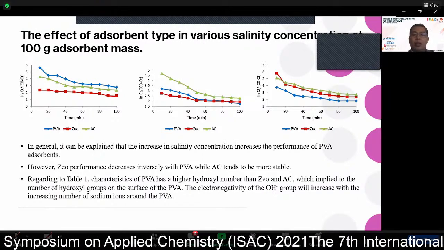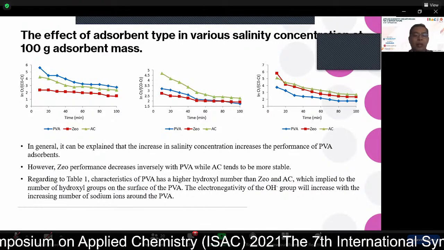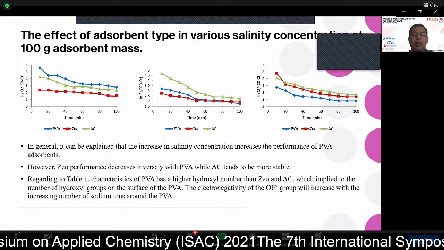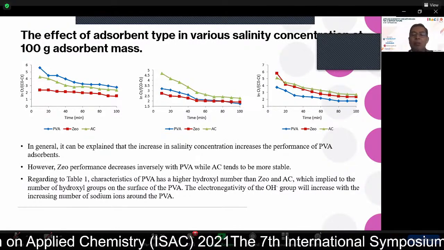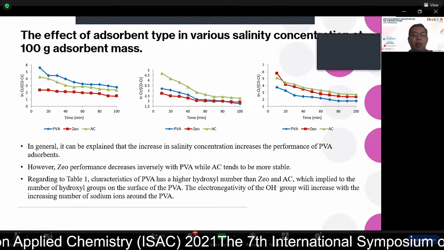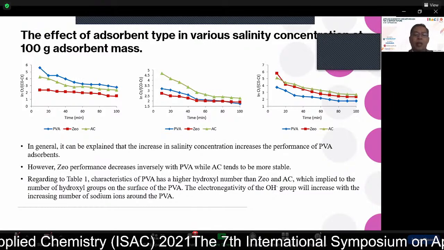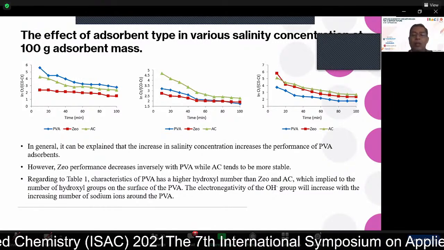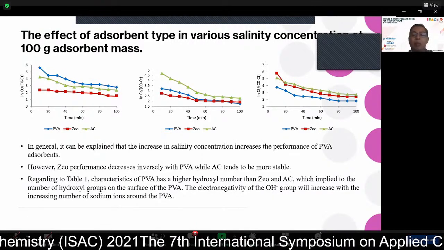Regarding the physicochemical table before, the characteristic of PVA shows a higher hydroxyl number than zeolite and activated carbon, which implies a greater number of hydroxyl groups on the surface of the PVA. The electronegativity of hydroxyl groups will increase with the increasing number of ions around the PVA.